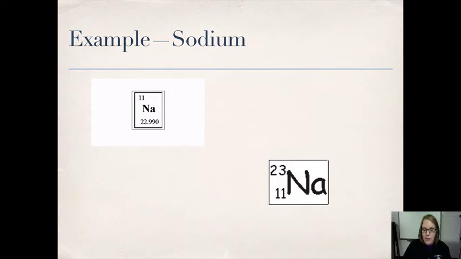Again, remember that represents our mass. The bottom number represents the element number, which is 11, and also represents the number of protons. So again, top number is 23, which is the mass. Bottom number is 11, which is the element number, which is equal to its protons.